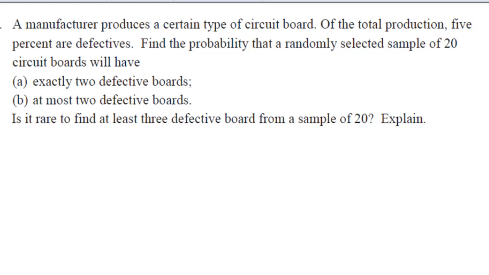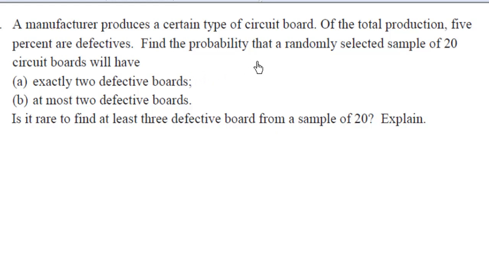Hi, this is an example about binomial distribution. A manufacturer produces a certain type of circuit board. Of the total production, 5% are defectives.